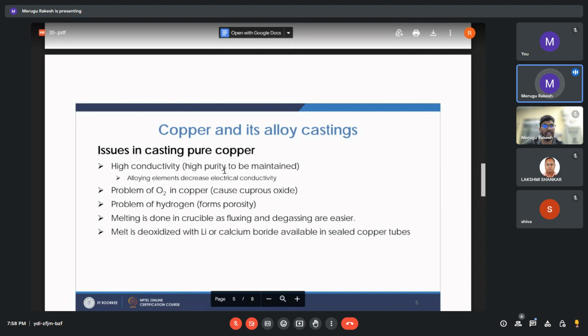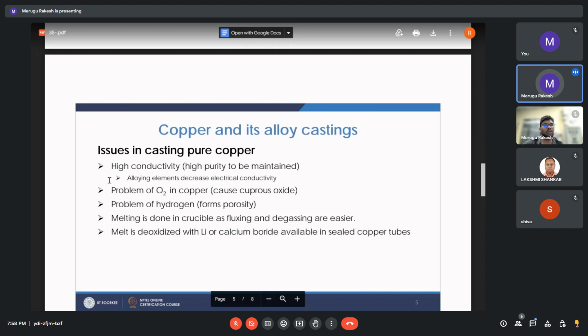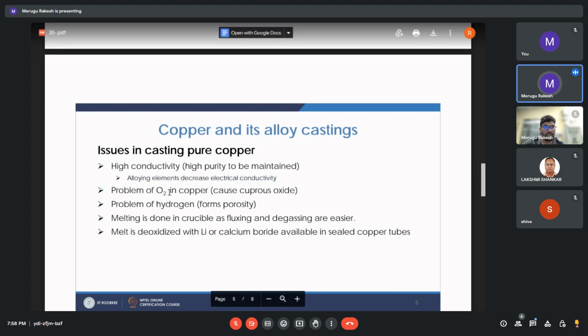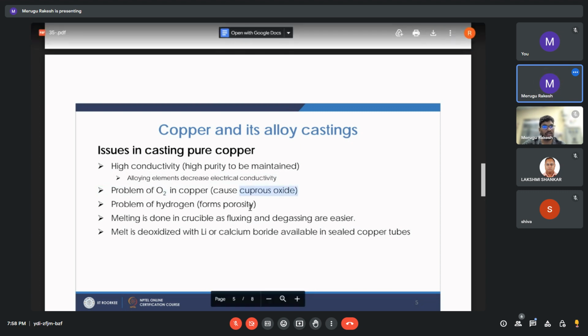So basically, we need a good amount of copper. Copper is mainly used as an electric conductor, so we have to maintain its purity. We need to avoid alloying elements because they affect the electrical conductivity. We have a problem of oxide formation, such as cuprous oxides. Similarly, hydrogen forms porosity.